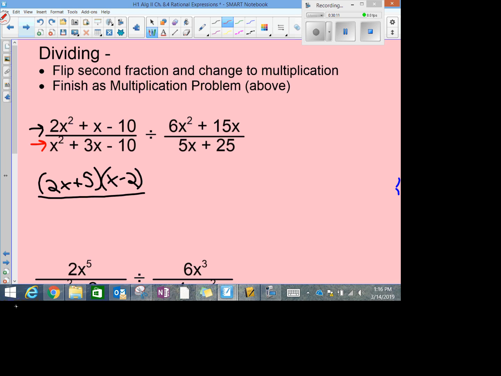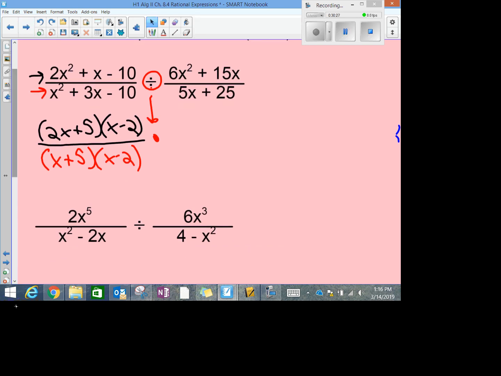Or 5. 5 and negative 6, yeah. So we got x plus 5, x minus 2. Now, I'm going to change the division to multiplication. Okay? And then I'm going to take what's on the bottom here and put it on the top. So what can I do with 5x plus 25? But I put that on the top, so I'm flipping that second fraction.